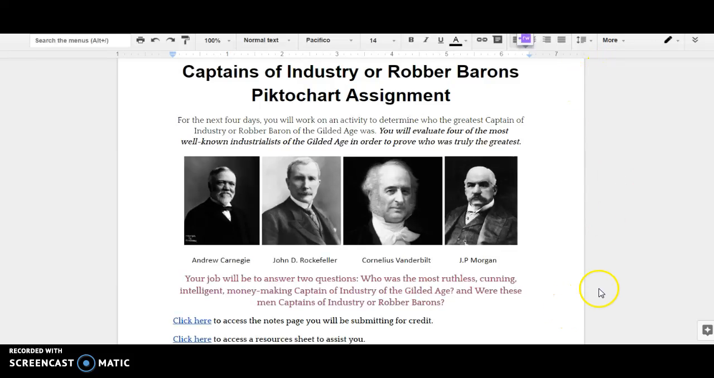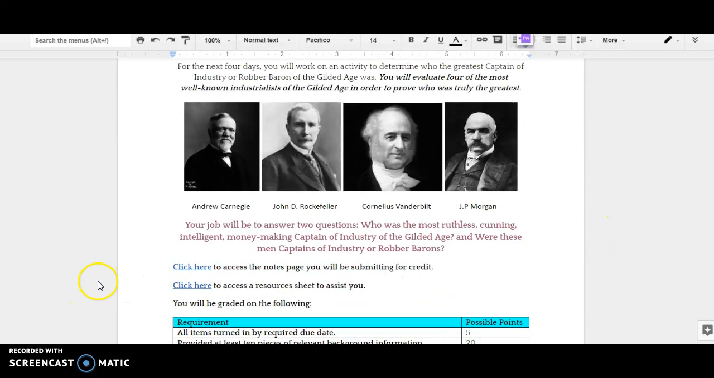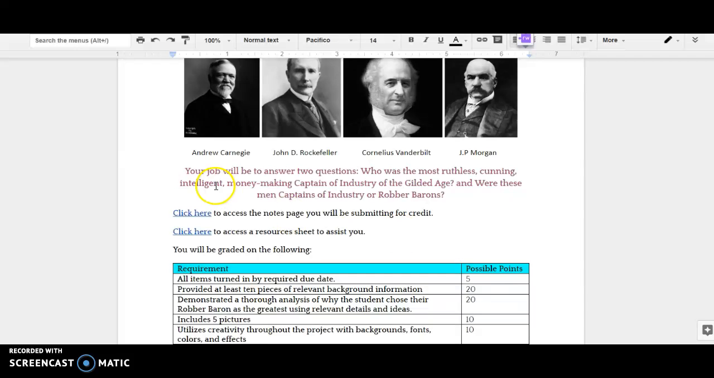You're going to evaluate the 4 most well-known industrialists of the Gilded Age in order to prove who is truly the greatest. You're going to be looking at Andrew Carnegie, John D. Rockefeller, Cornelius Vanderbilt, and J.P. Morgan. You're going to be answering 2 questions. Who is the most ruthless, cunning, intelligent, money-making captain of industry in the Gilded Age? And were these men captains of industry or robber barons?